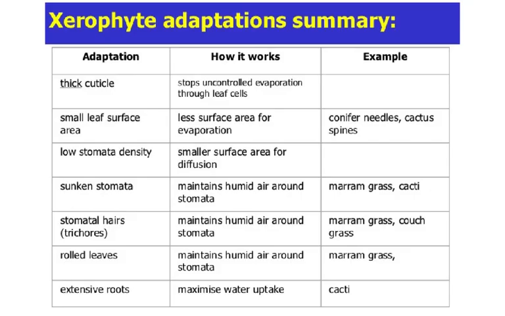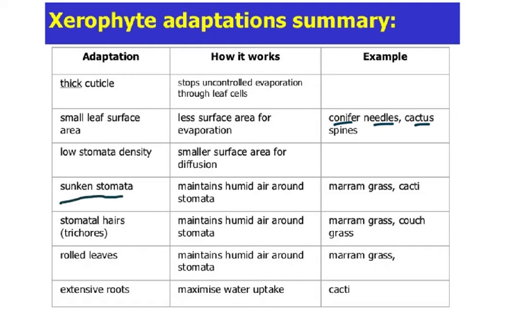Then we come to some xerophyte adaptations and a summary of it. Number one, thick cuticle. How does that help? It stops uncontrolled evaporation through the leaf cells. Then small leaf surface area, less surface area for evaporation, and we've got the conifer needles and the cactus spines. Then low stomatal density means fewer stomata per unit area. So of course, less stomatal density means less surface area for diffusion.